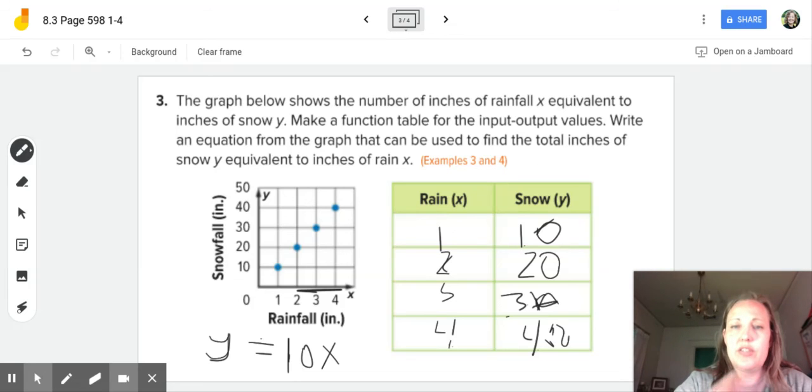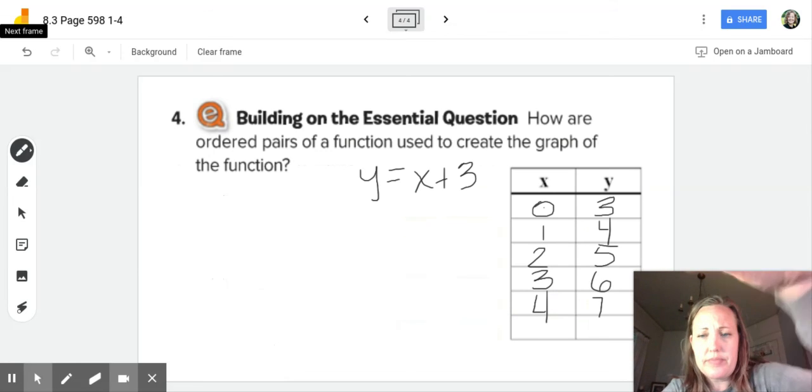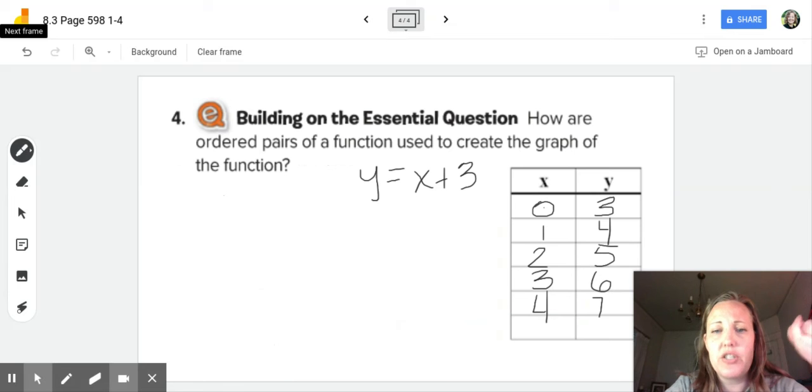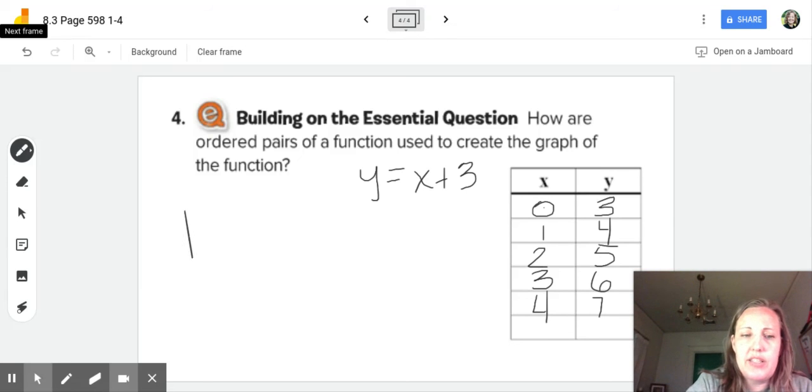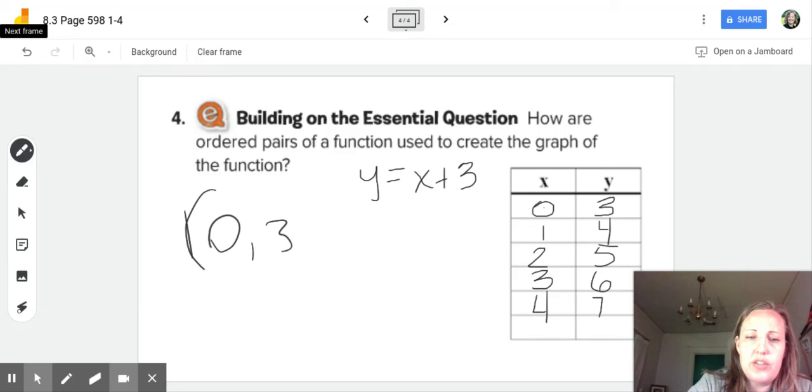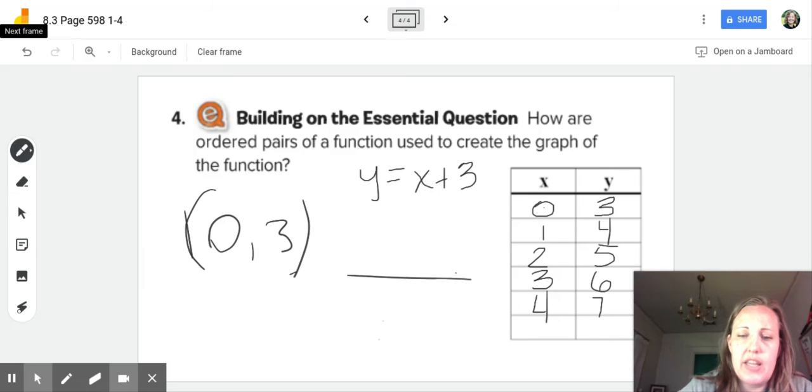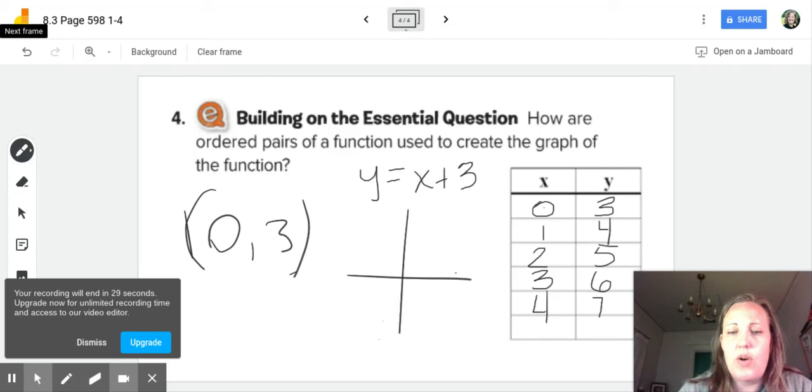All right, so let's look at the next problem, number 4. This one says, how are ordered pairs of a function used to create the graph of the function? So here is just one of the equations we used in a previous problem. And here's the table of values that goes with it. Remember, the table of values is just the ordered pairs written in a table. So when you're graphing on a coordinate plane, you have your x value come first and then your y value.